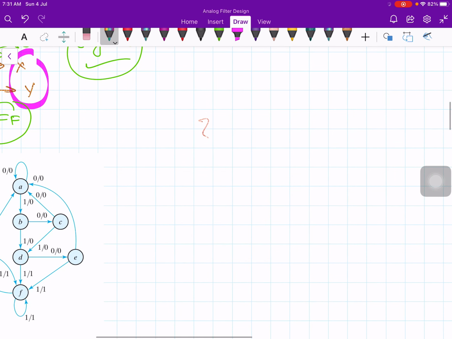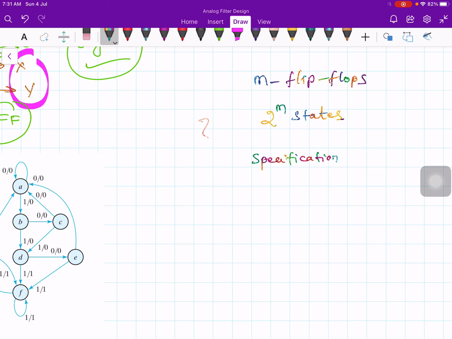We know that if I have m flip-flops, then how many states do I have? 2 power m states. Therefore, a reduction in the number of states may or may not result in a reduction in the number of flip-flops. For example, I have a set of specifications. For this specification, if I start to design, I may end up with 9 states. For 9 states, I need to use 4 flip-flops.